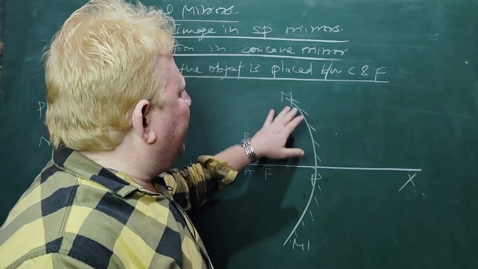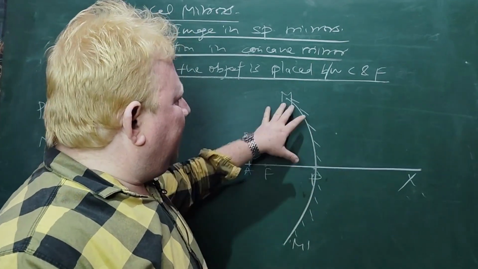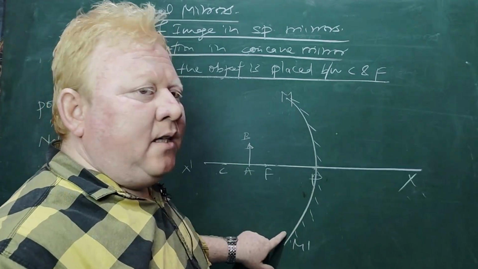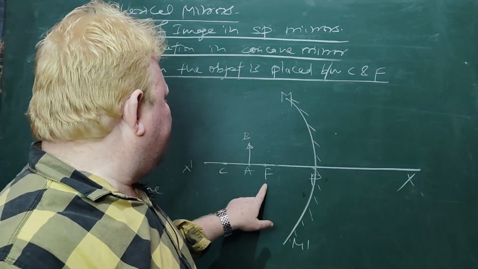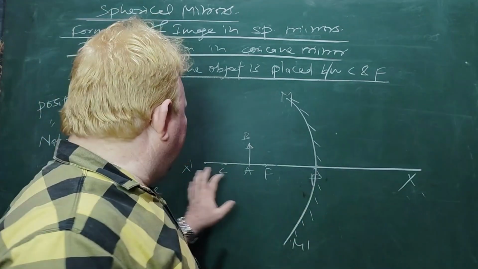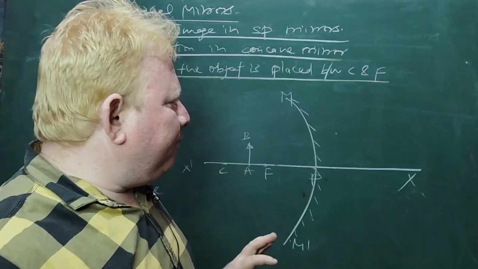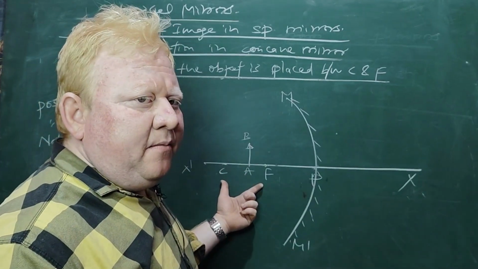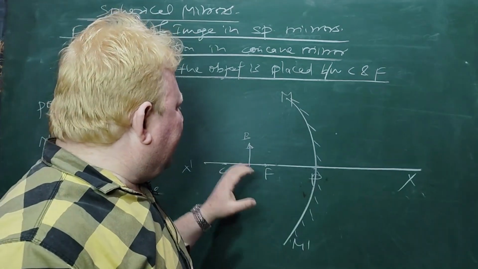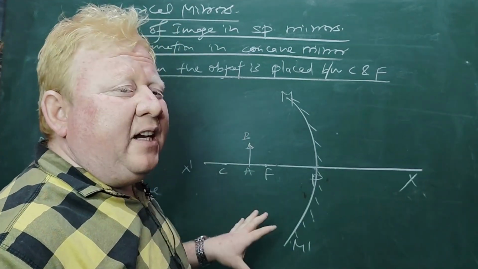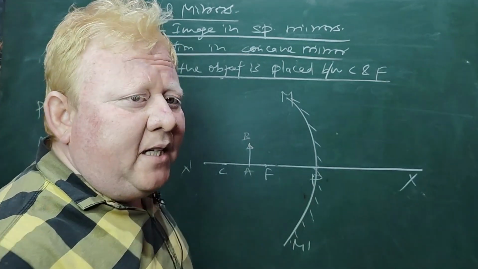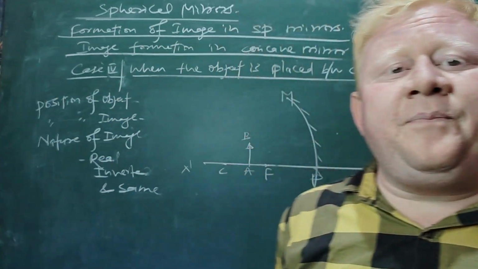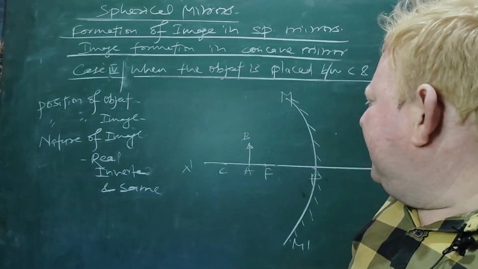See, we have an object, we have a mirror, a concave mirror. So let us consider a concave mirror MM dash, whose pole is P, focus F, center of curvature C, and principal axis XX dash. Now, let an object be placed between C and F. Then let us see where the light rays coming from this object meet after reflection. Wherever they meet, their image will be formed.